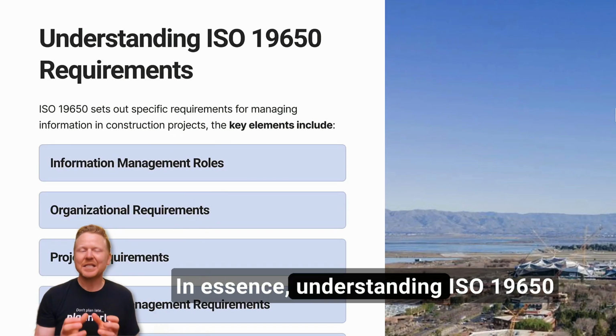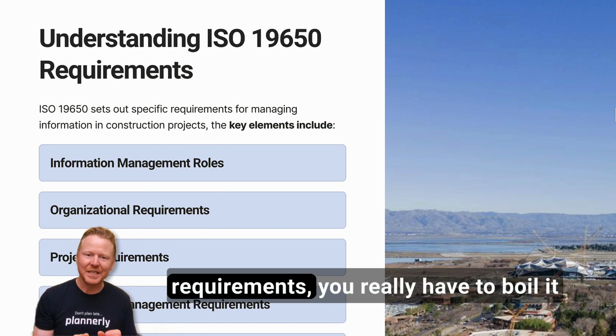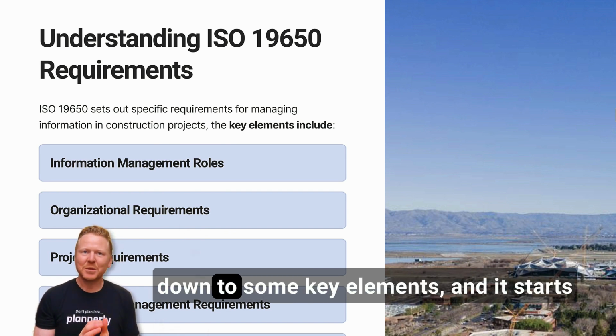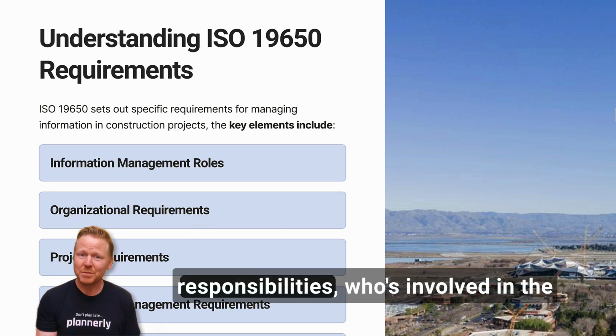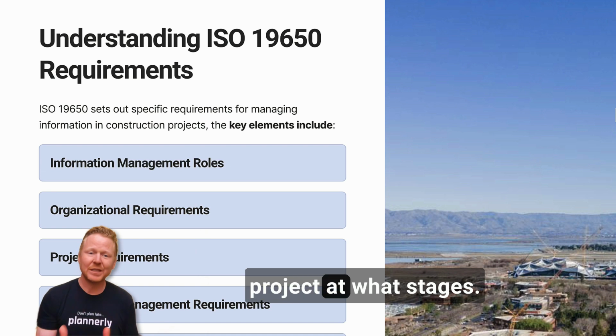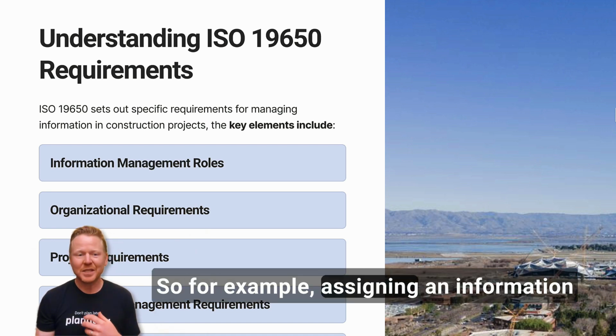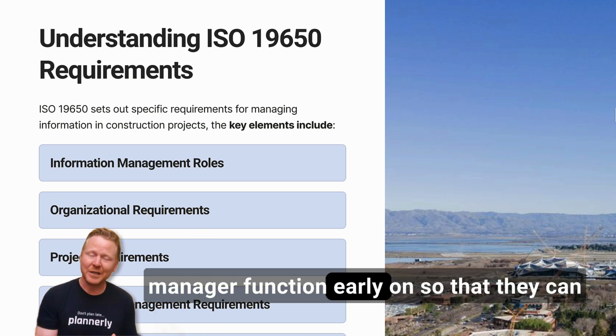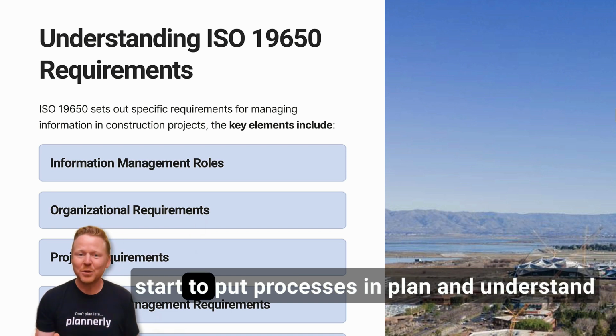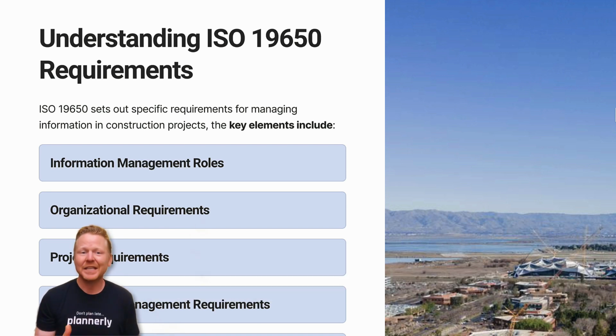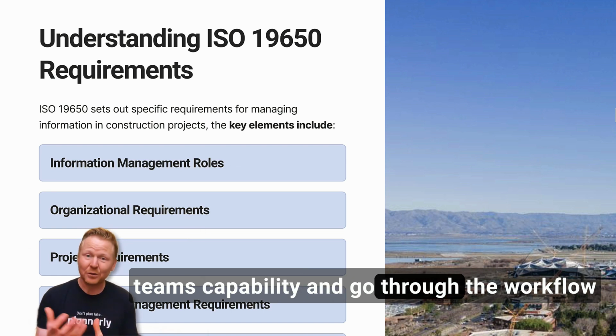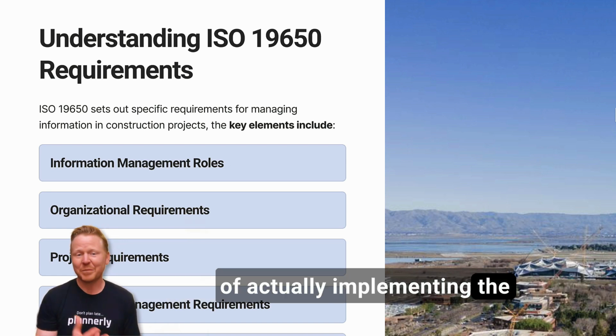In essence, to understand ISO 19650 requirements, you really have to boil it down to some key elements. It starts with establishing the roles and responsibilities, who's involved in the project at what stages. So, for example, assigning an information manager function early on so that they can start to put processes in place and understand the team's capability and go through the workflow of actually implementing the process.